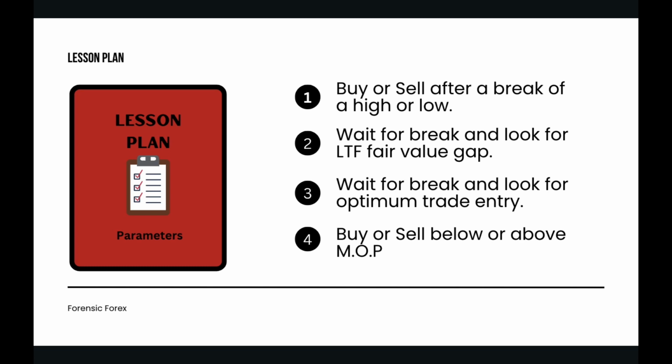Next, I would normally wait for a break and scale down to a lower time frame to find if a fair value gap has formed. That's normally going to be my fingerprint or footprint that I'm looking for in the algorithm to give me greater signs that the market is most likely going to head in that direction. Third, I can wait for a break and find an optimal trade entry. Last, I can either buy or sell above or below midnight opening price. Let's take a look at some of these examples.